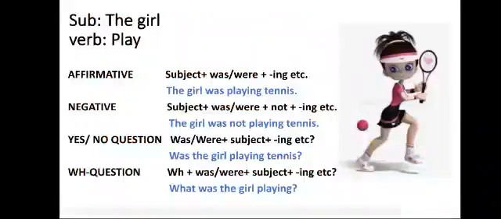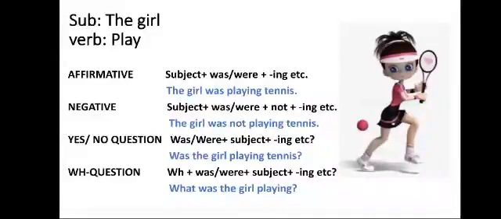Let's take an example. The subject is the girl and verb is play. So it is a singular subject. When the subject is singular, we will use was. Affirmative. Subject, the girl. Out of was and were, we use was because the subject is singular. Then the ing form of the verb, that is play, playing. The girl was playing tennis. Etc. is tennis, the additional information.